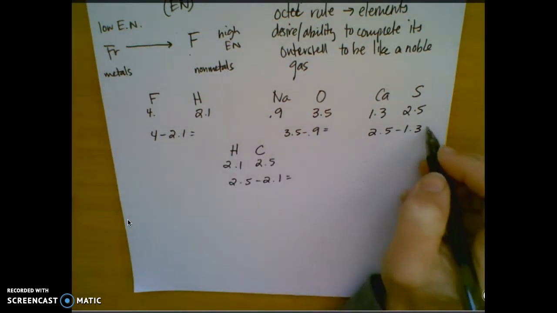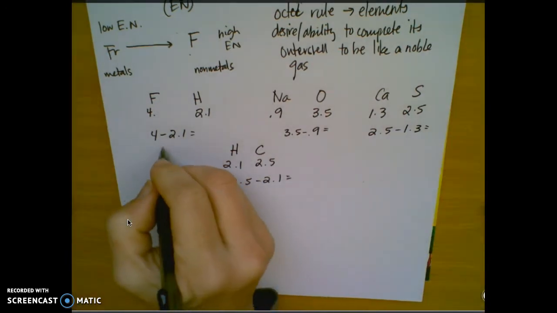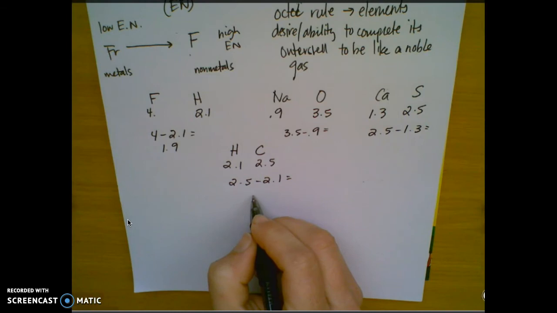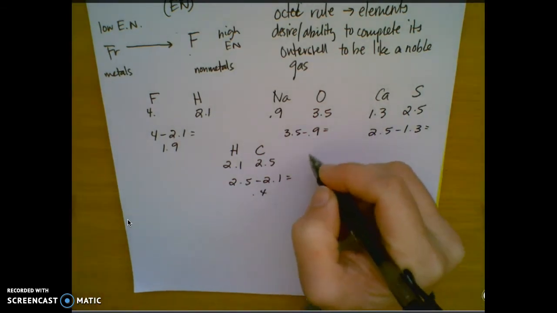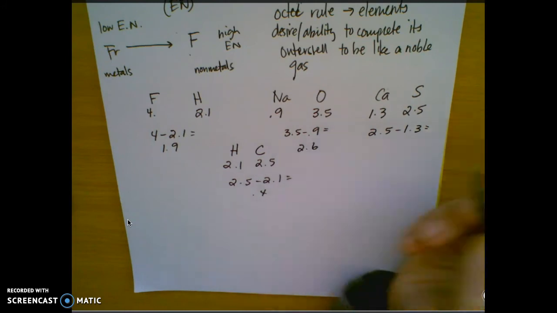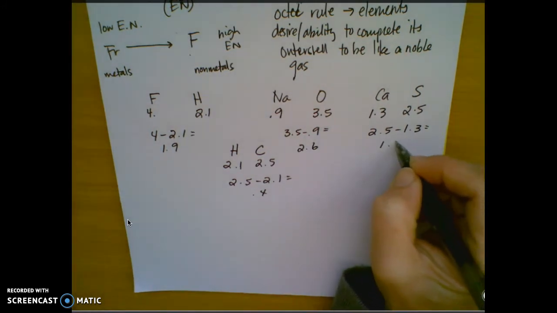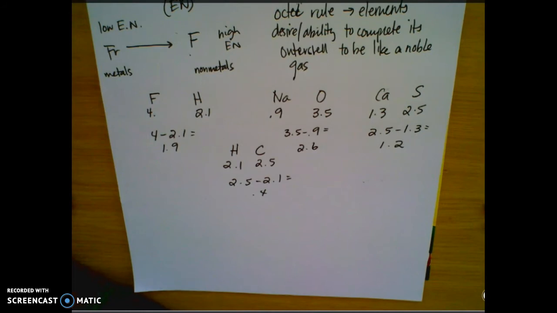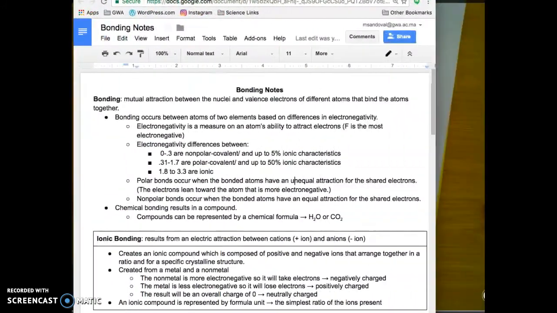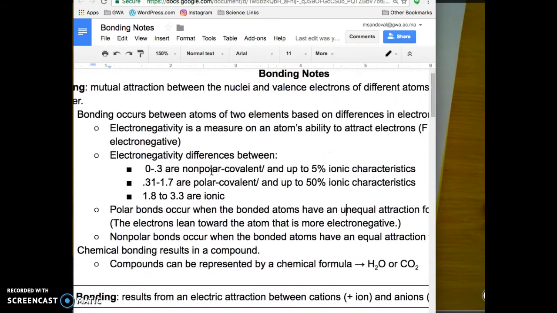And doing that math, here we're going to have 1.9. Here we're going to have 0.4. Here we're going to have 2.6, and here we're going to have 1.2. If we go ahead and look at the notes that you were given, if we zoom in right here, based on this, 0 to 0.3 are nonpolar covalent, 0.31 to 1.7 are polar covalent, and 1.8 to 3.3 are ionic.